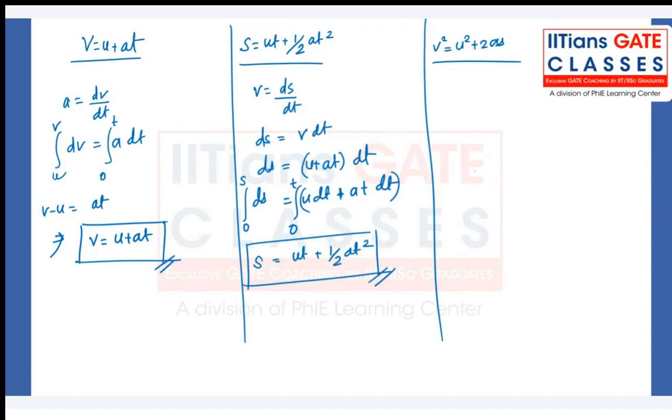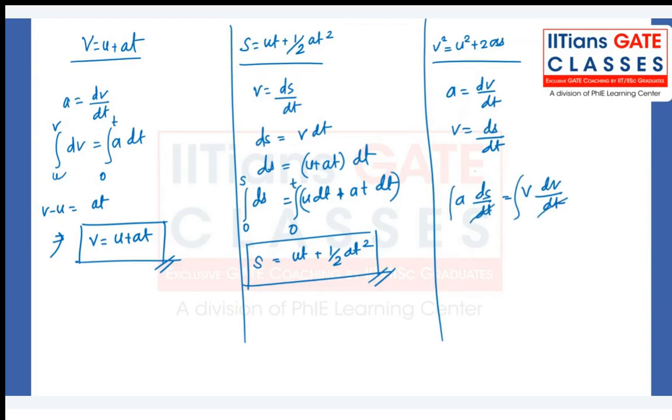And then we have the third equation of motion, that is v square is equal to u square plus 2as. We have a, that is dv by dt, and v is equal to ds by dt. So let's multiply both sides with ds by dt. So a times ds by dt is equal to dv by dt into ds by dt, or v times dv by dt. That is also correct. So you can cancel out dt and just integrate with respect to ds.